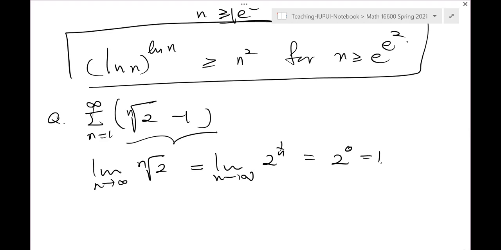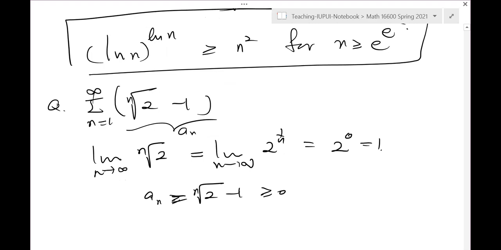Then, is this going to be convergent? This is going to be greater than 0. So please think about this. I have to prove it.